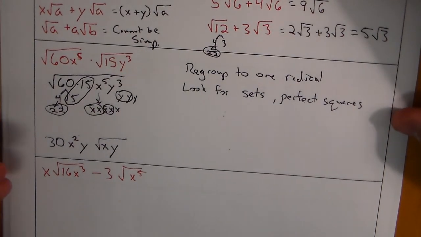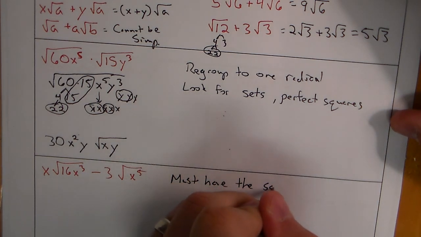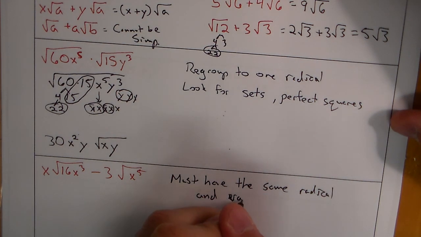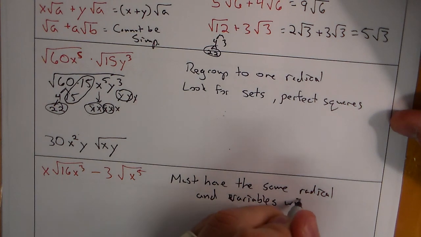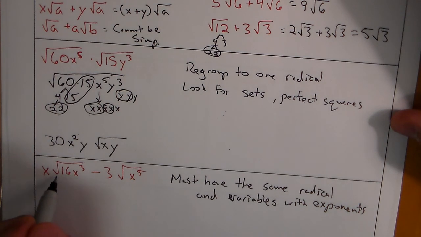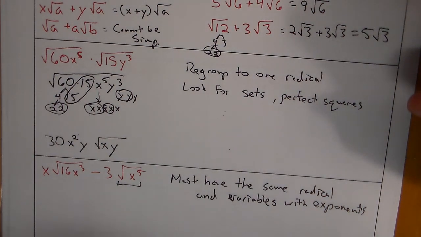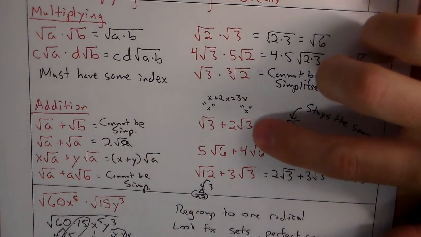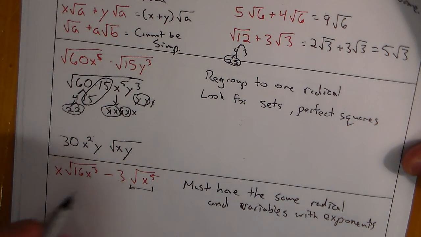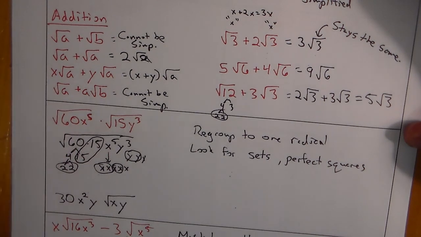Now as we look at addition and subtraction, we must have the same radical and variables with exponents. For example, right now I have x square root of 16x to the 3rd, and I have square root of x to the 5th. Those do not match. They need to be exactly the same if we're going to combine them together. Kind of like what we did up here with square root of 3 and 2 square roots of 3. So I've got to simplify them down first. So this one we're going to simplify before we put them together, whereas multiplication, we put them together, then simplified.